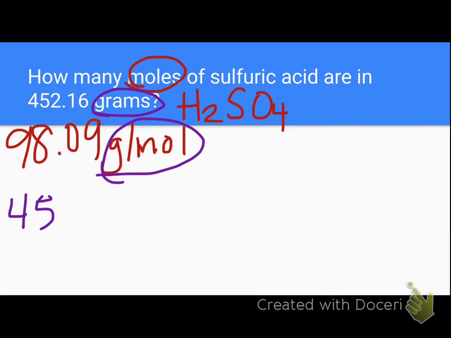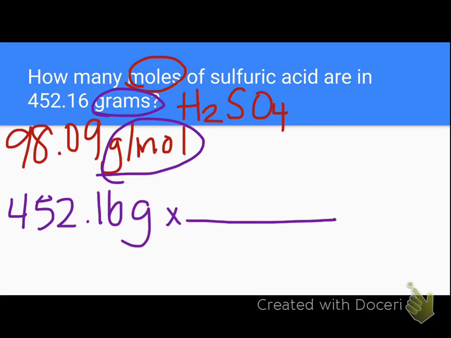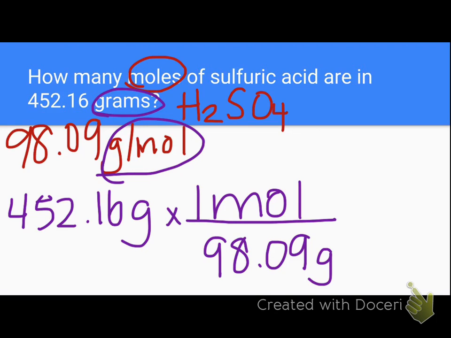We have 452.16 grams. We're going to use our equivalence statement. We want grams to cancel. For grams to cancel, does it need to be on the top? Does it need to be on the bottom? Bottom. 98.09 grams is the same as 1 mole. You know what I did not do here? Put my compound. Alright, check your units, make sure they cancel. Grams of H2SO4, grams of H2SO4.